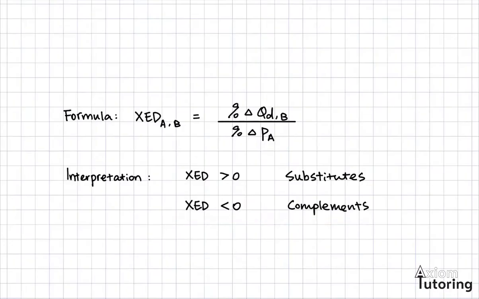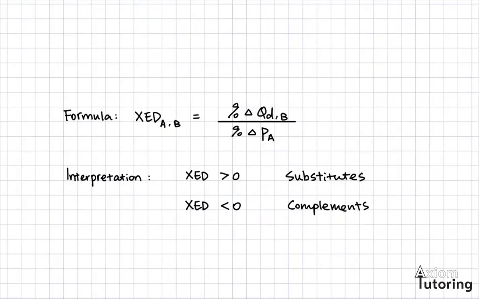If the value is close to zero, the two goods are likely to be unrelated. A change in the price of one has no effect on the demand for the other. For instance, the price of bread is unlikely to affect the demand for laptops or motorbikes.